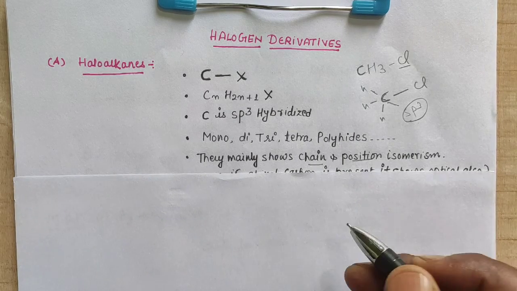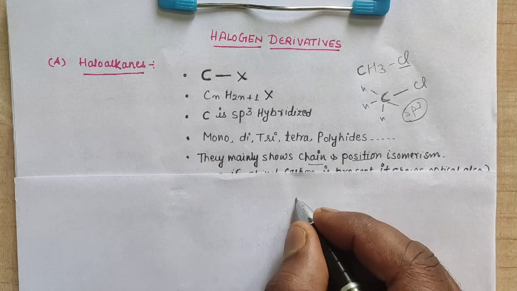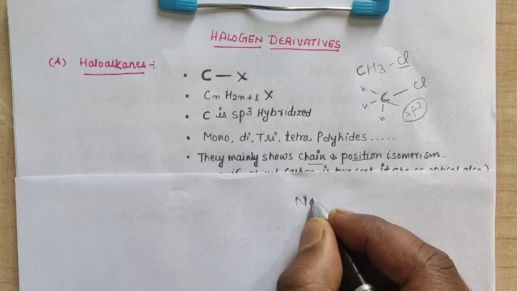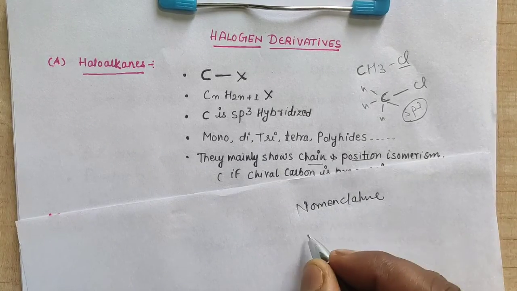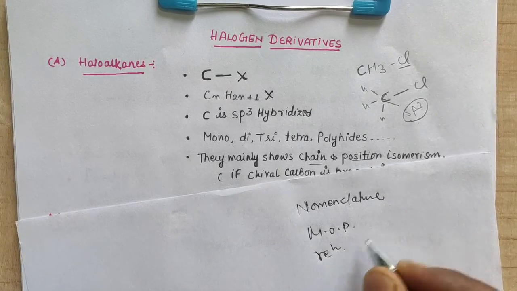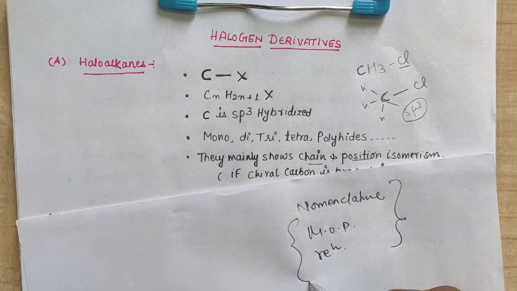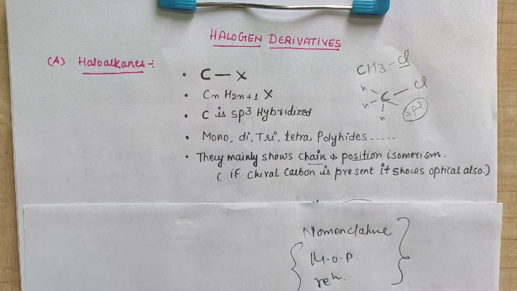But before starting this, in all organic chapters, we will start the chapter like this: nomenclature, method of preparation, and the chemical reactions. So on this method we will start the unit. Today is the beginning of organic, so first we will understand what haloalkanes are.